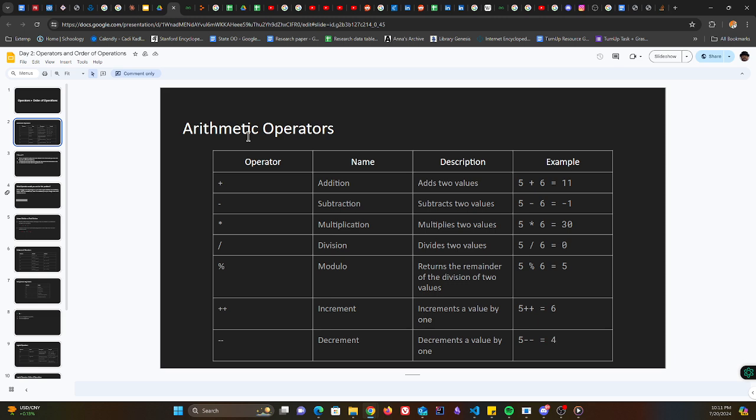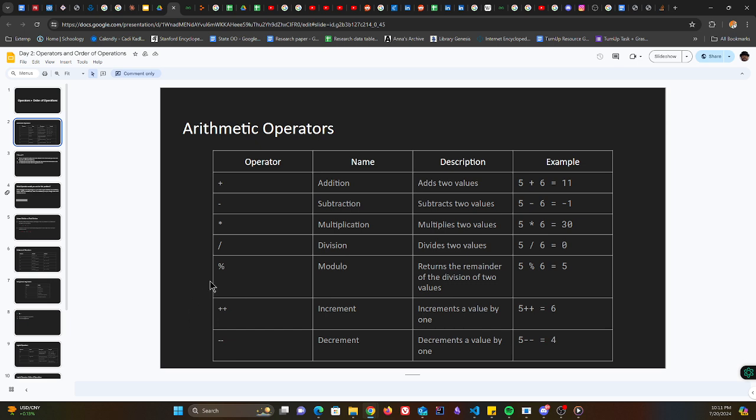So arithmetic operators, a lot of this should be familiar to you. Here we just have an addition symbol, subtraction symbol, self-explanatory. Multiplication is an asterisk instead of an X or a dot that you use in math in school. Division, here we just have a forward slash to indicate division, and then modulo.